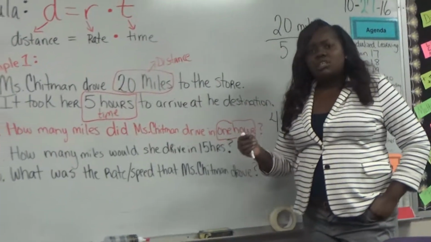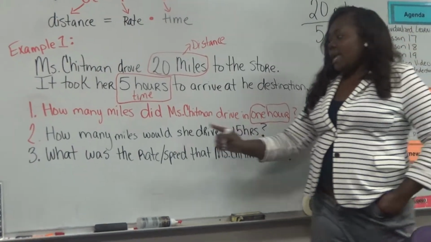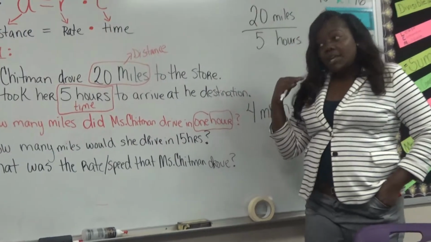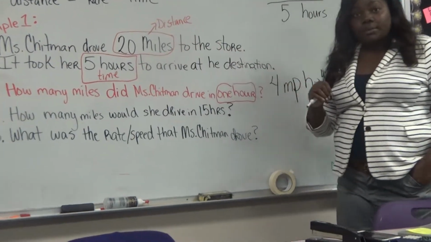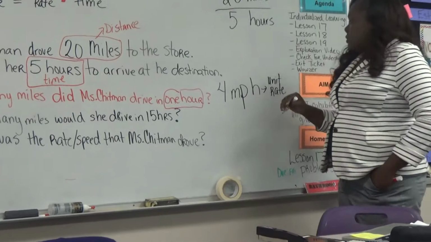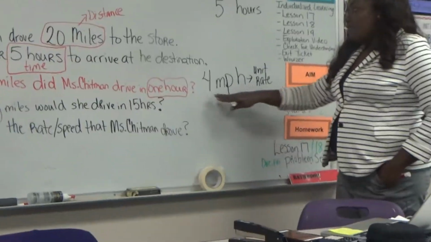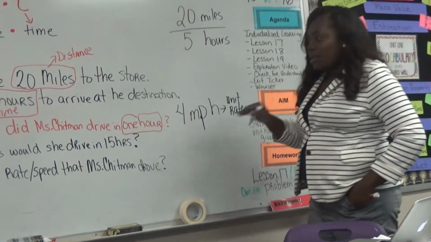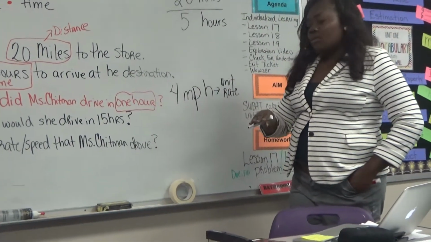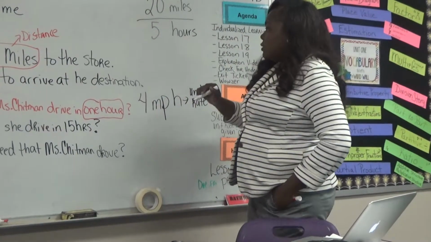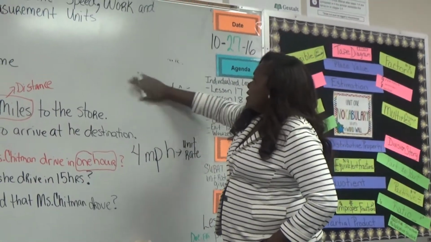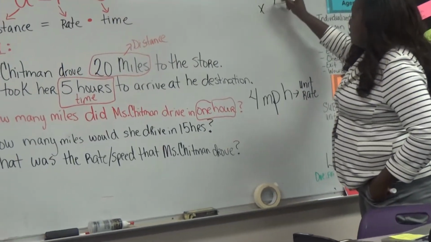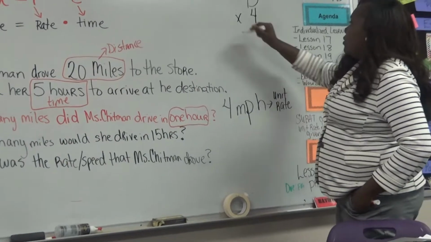Now, look at question 2 on the board. It says, how many miles would she drive in 15 hours? Can I figure that out using the information from the board? Yes, because I already know that I go 4 miles in 1 hour. So if I want to see how far I go in 15 hours, what could I do? Multiply 15 by 4. Yep, I can simply say 15 times these 4 miles per hour that I go.